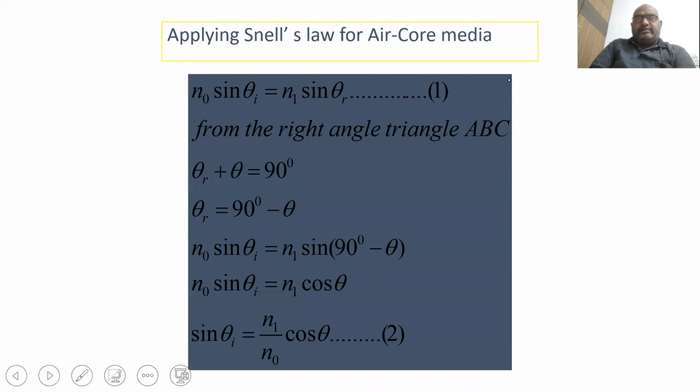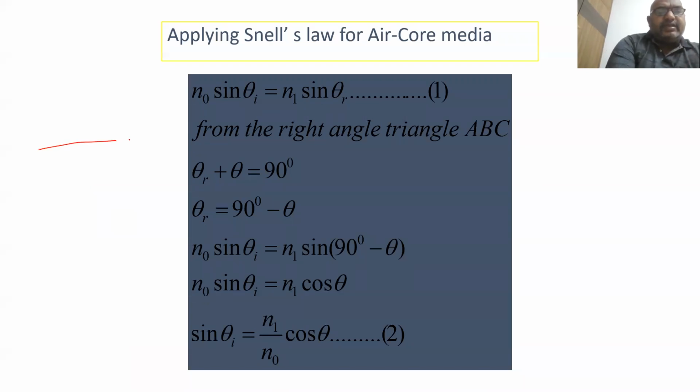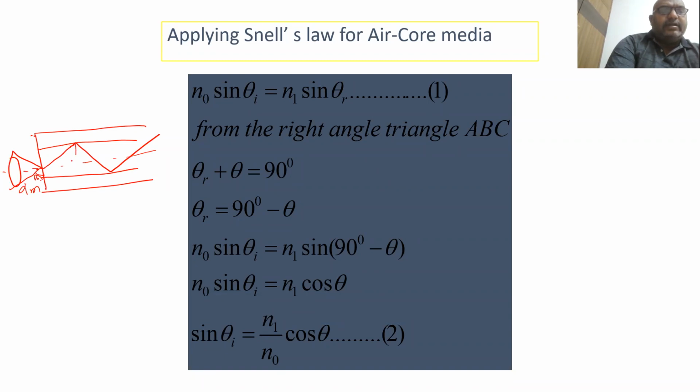So according to Snell's law, N naught sin i is equal to N1 sin r. That means when the signal is entering the optical fiber cable, this is the optical fiber diagram. The signal is entering the core cladding interface. This is alpha M, the acceptance angle. This is theta. This is theta C. So theta is equal to 90 minus theta C. This is the N1 medium. This is the N0 medium. This is the N2 medium.